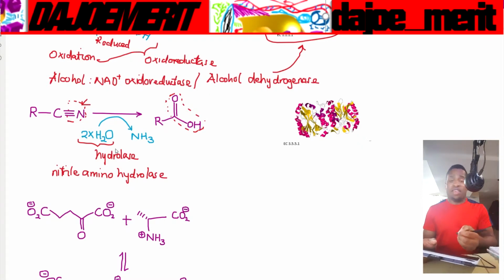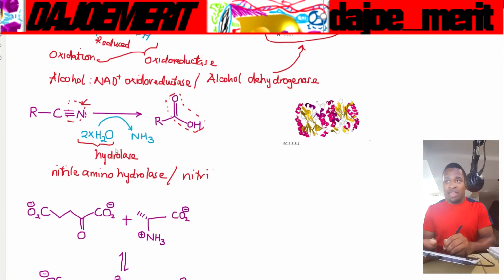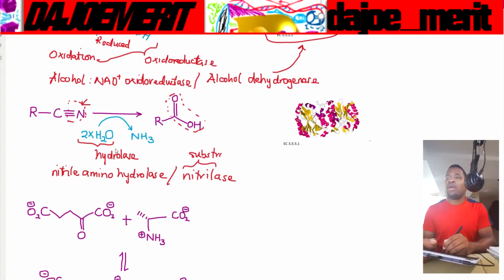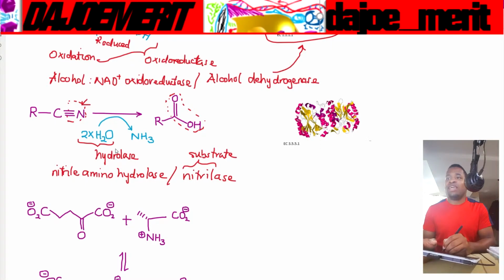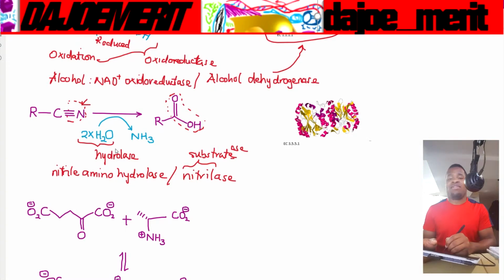In this case, you can also just write nitrilase. So here you're showing the substrate name, and with ase, instead of putting E as the suffix, you just put ase at the end. So that is where this nitrilase comes from.